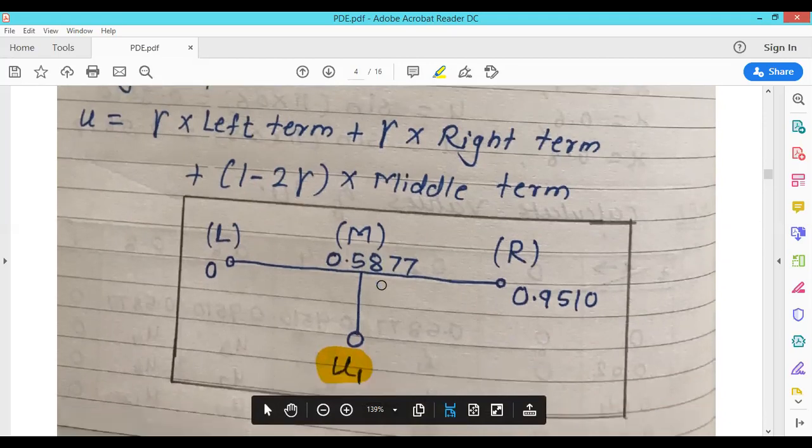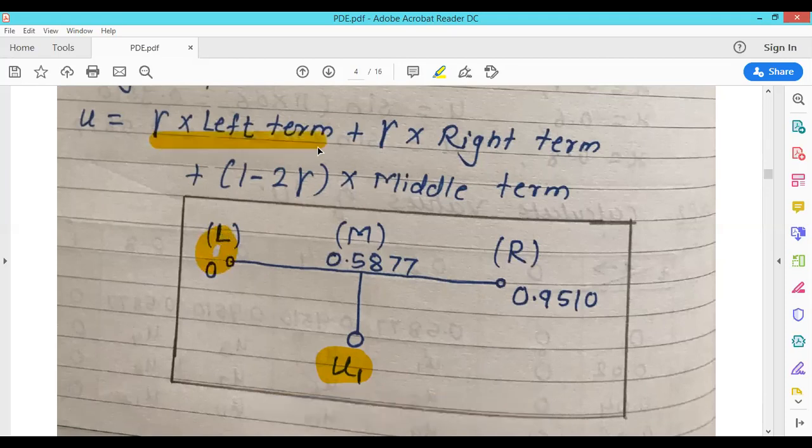Yes. So how to find out the u1 value? Gamma into the left term. In that case, the left term is 0, so gamma into the left term is 0. Yes. Gamma into the right term has some value.